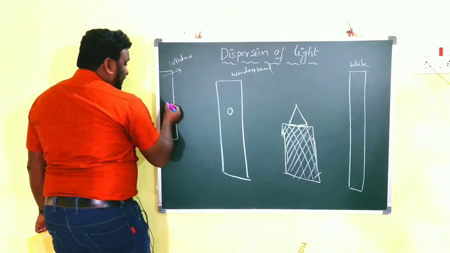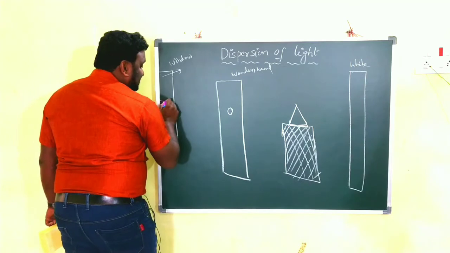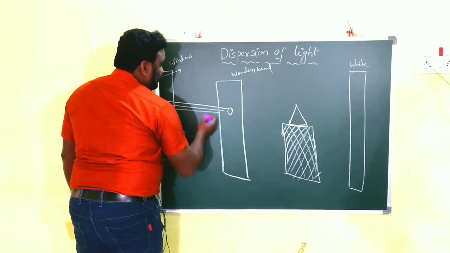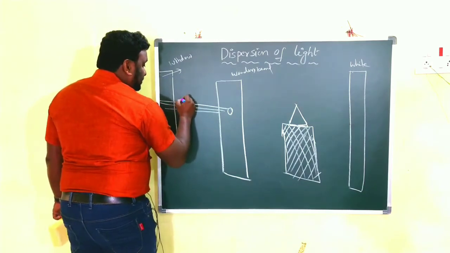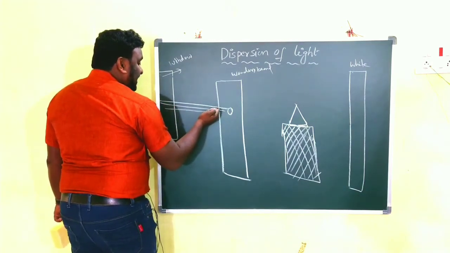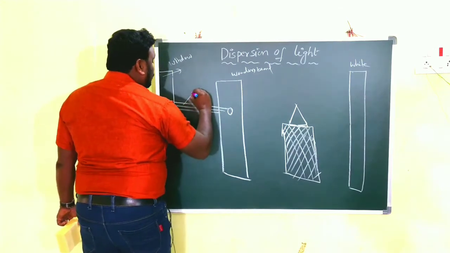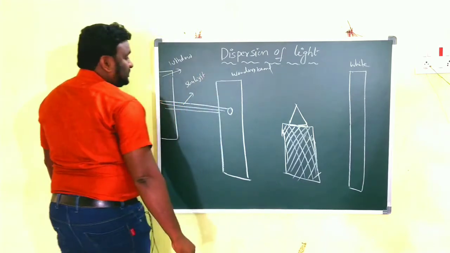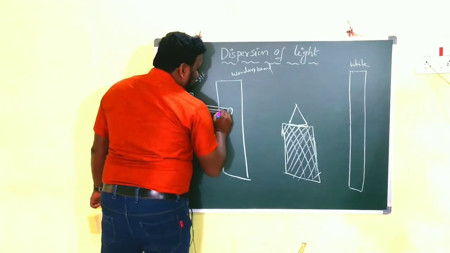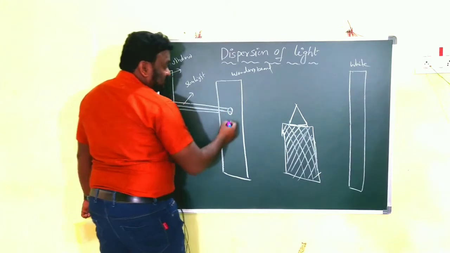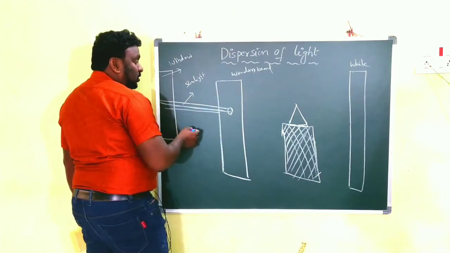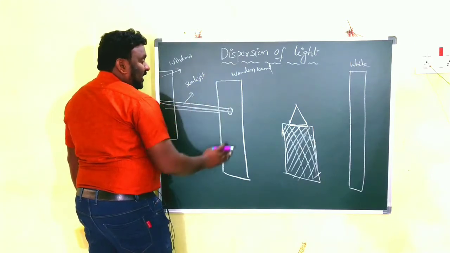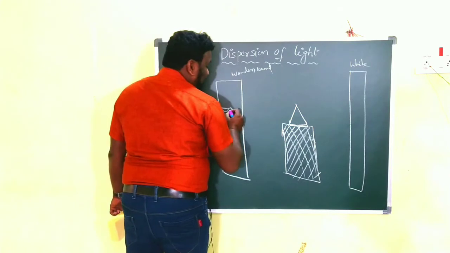Clear? So here we open it and the white light is coming. White light means what? Sunlight. The sunlight is coming. Sunlight is nothing but white light. Now the waves which enter pass through the hole. As I told you, light is in the form of electromagnetic waves. These waves enter the hole and become like a beam of light.